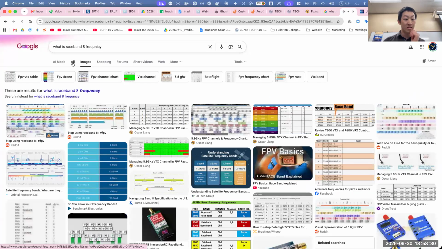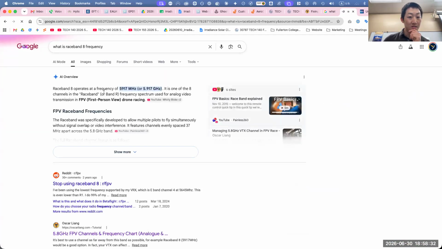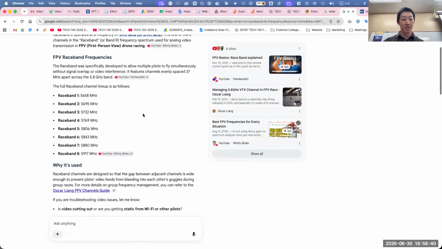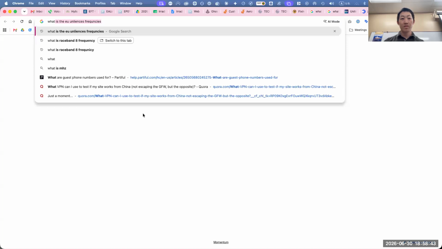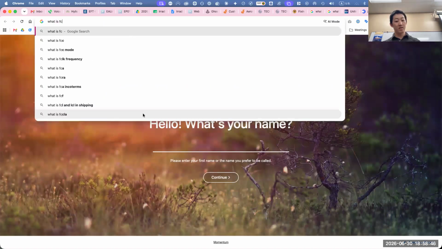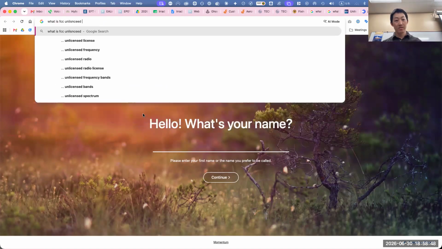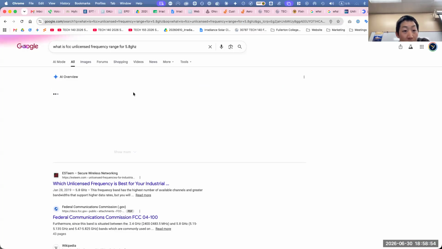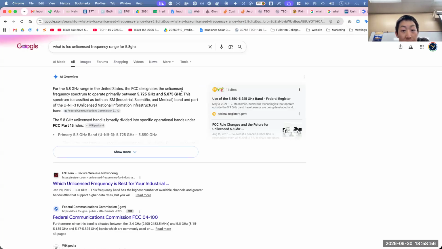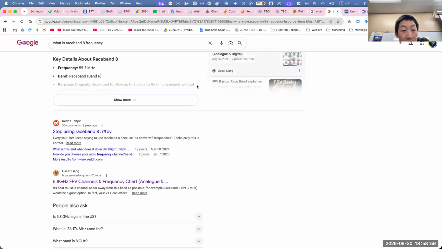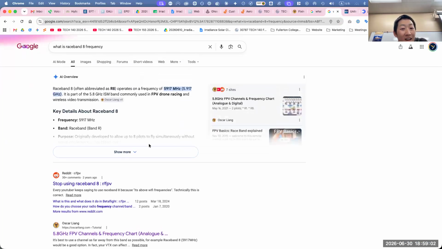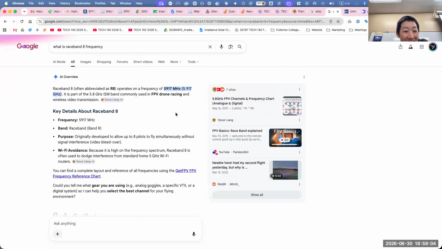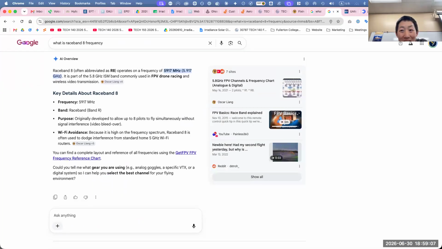Let me see. So it looks like it's at 5.9 gigahertz. And then what is the FCC unlicensed frequency range for 5.8 gigahertz? Let me see. 5.875. And what do we just see here? Oh, okay, that's probably why. Yeah, it doesn't stay in a steady stream.